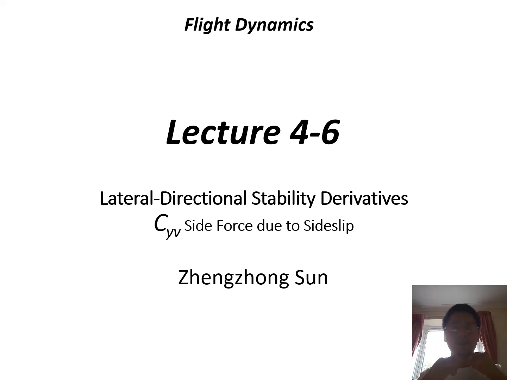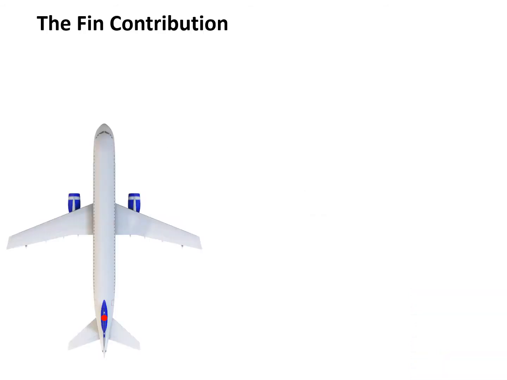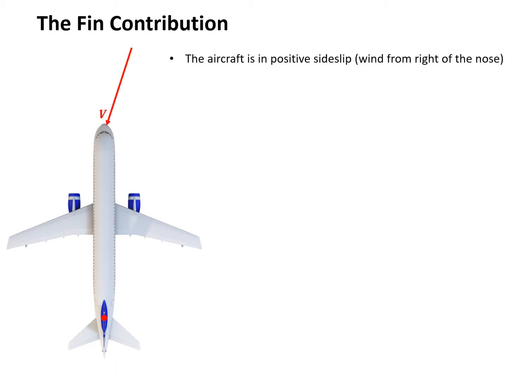In this mini lecture, we are going to derive the last lateral directional stability derivative, which is CYV, the side force due to side slip. The side force during a side slip is contributed by two components. One is a fin contribution, the other is a wing contribution. Now first look at the fin contribution. And the aircraft scenario is the aircraft is in a positive side slip.